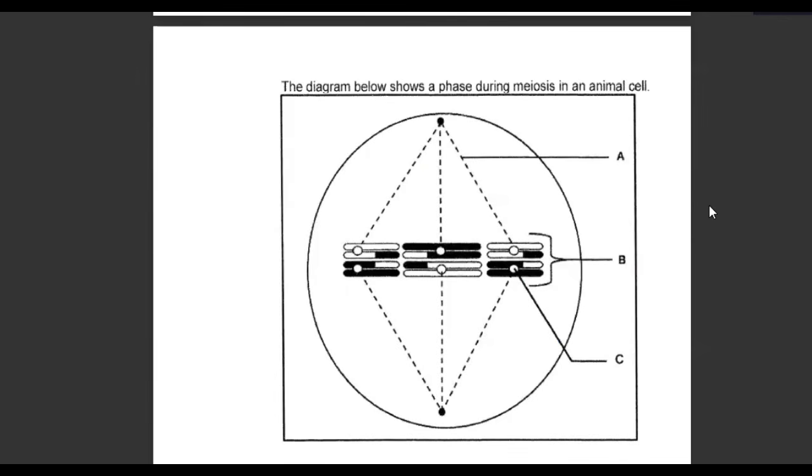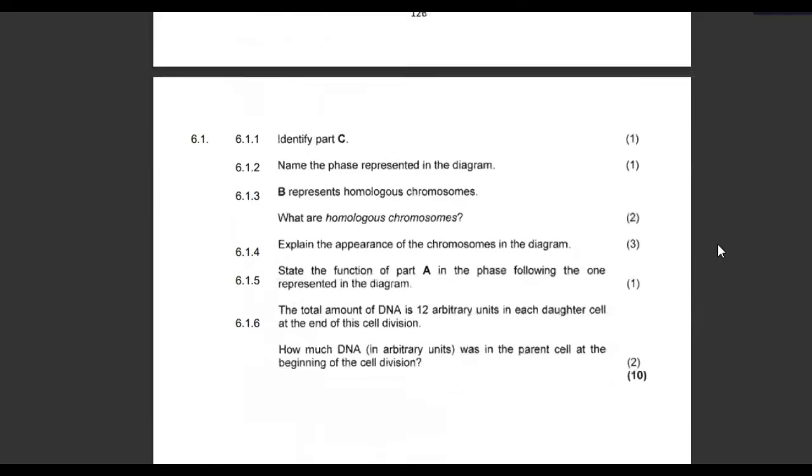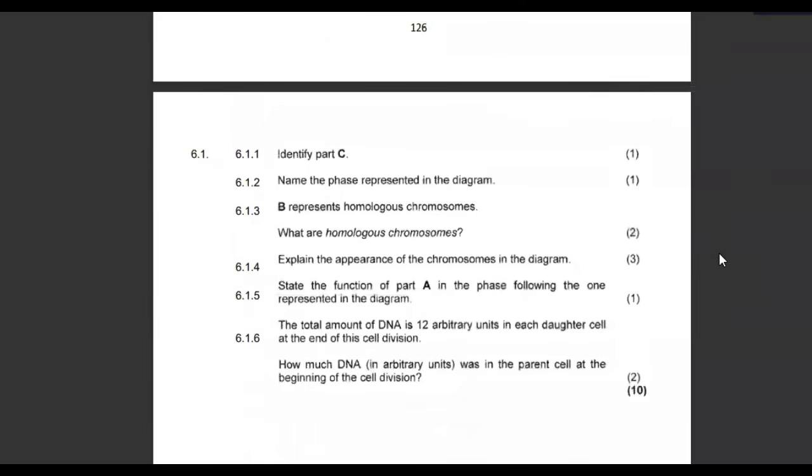Okay, let's see. Then they're saying that this is what? Spindle fibers. What is this? Homologous chromosome. What is this? Centromere. Yes. So these are homologous chromosomes. And then this is the centriole. And then this is the cell membrane. So you can answer these questions. You see, nothing is going to be new in your paper.